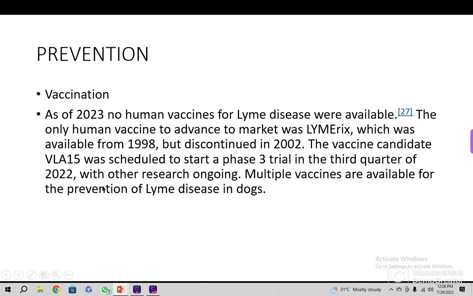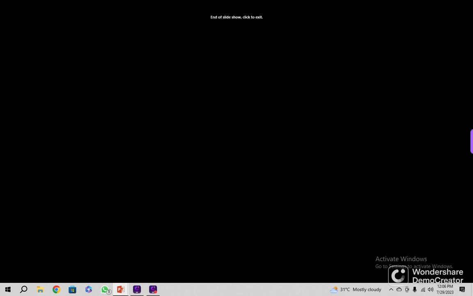Multiple vaccines are available for the prevention of Lyme disease in dogs. As far as that is concerned, the veterinarian will use it. They are successful. When humans are concerned, it is under research. And the problem is that in humans, no definite vaccine is available. And this is the completion of Lyme disease.